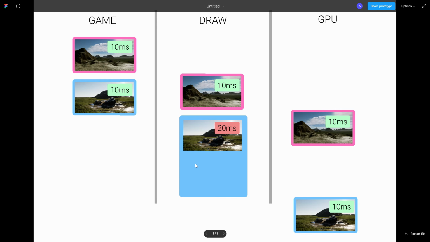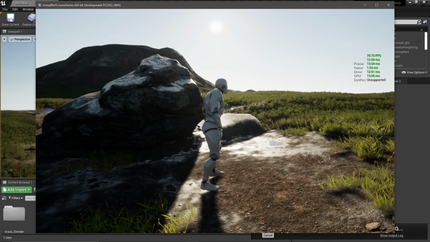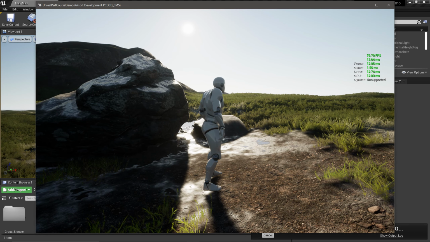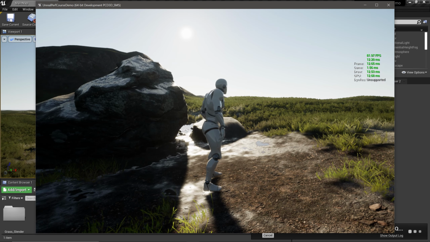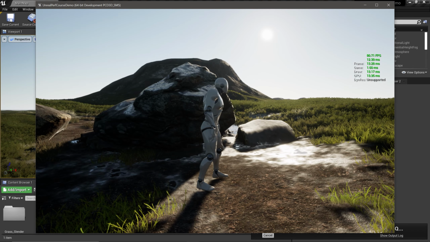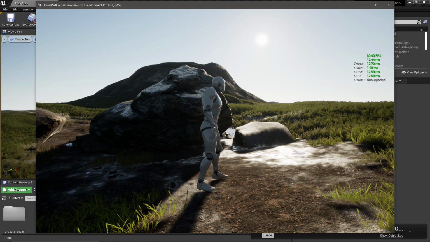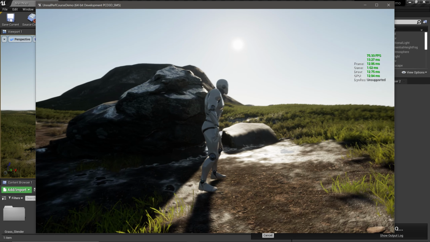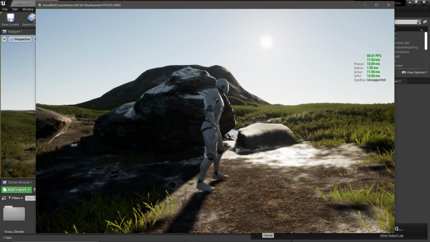That's why we should have a look at these three numbers, so we can identify which thread is the bottleneck. As you can see here, my game thread is just 1 millisecond because we don't have any game logic over here. It's expected. And you can see my draw thread and GPU times are almost exactly the same. So in this case, my bottleneck is both the GPU and the draw thread. The draw thread is on the CPU, as well as the game thread.